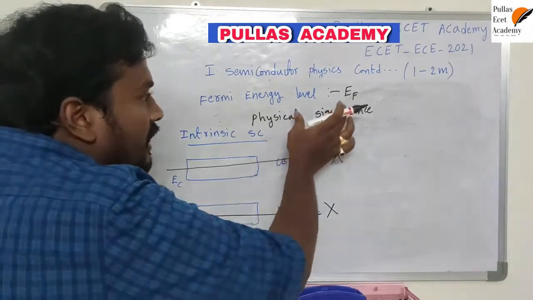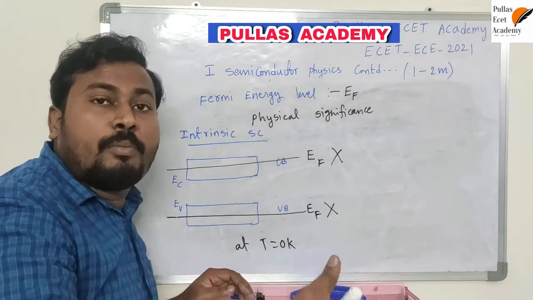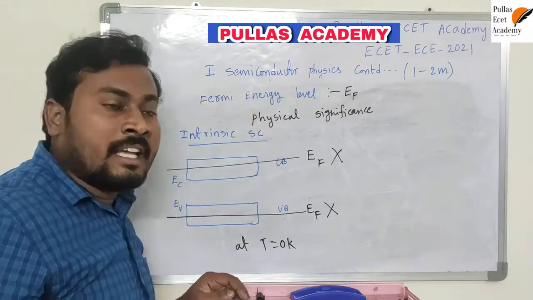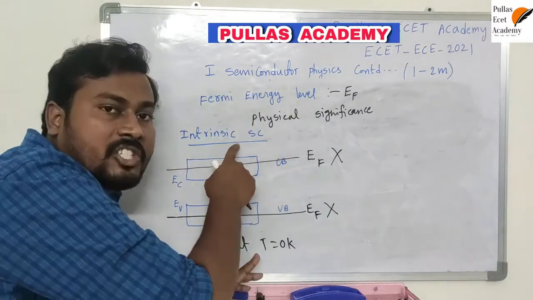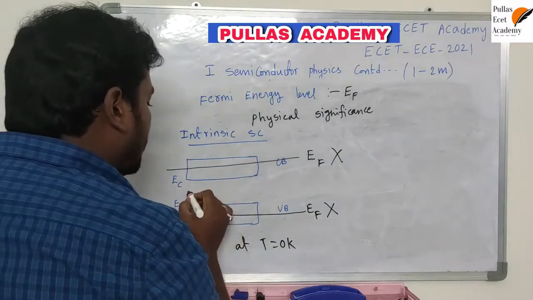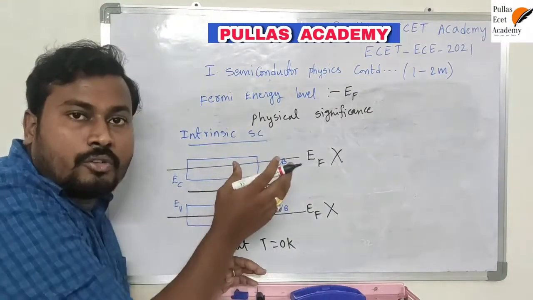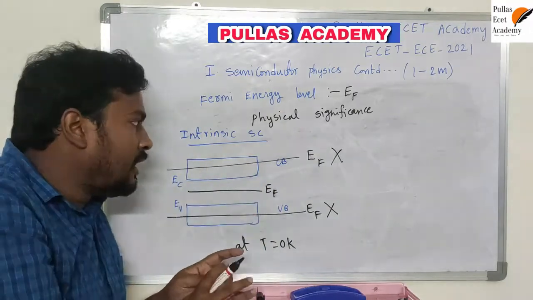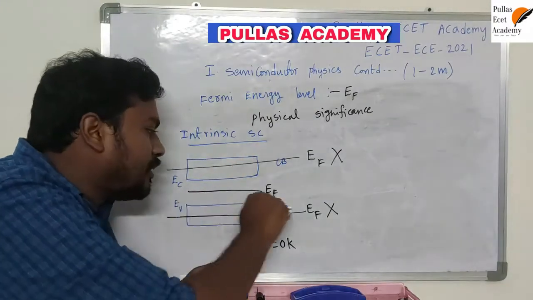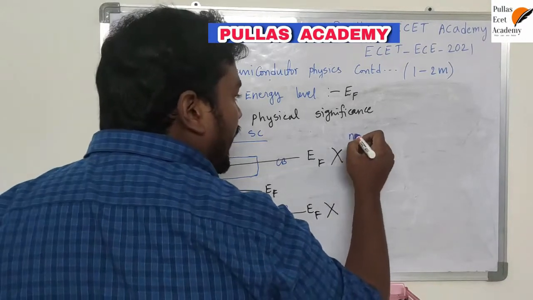Actually, this Fermi energy level is used to represent the probability of finding an electron, and the calculations show that the Fermi energy level for the intrinsic semiconductor lies exactly at the middle of the energy gap. So this is the location of the Fermi level in the intrinsic semiconductor. Please note this point very carefully. Make a note of it.